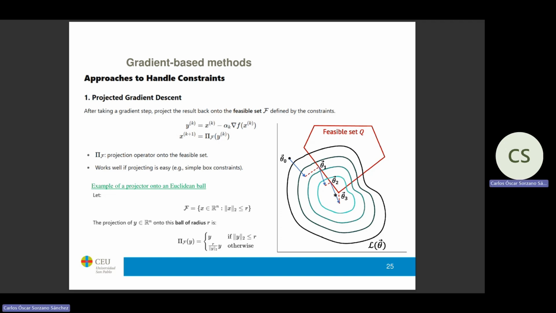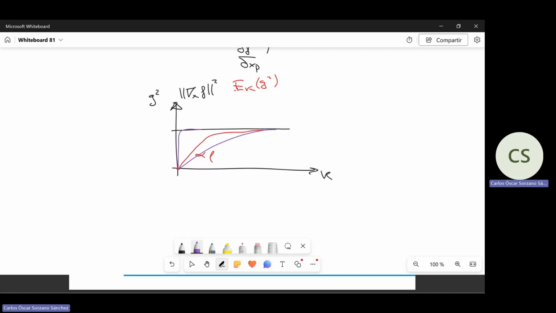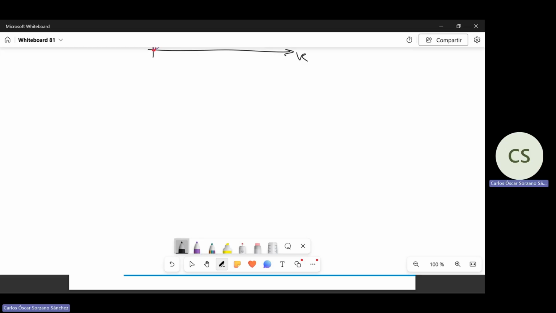We say here that it works well if projecting is easy. So for instance, let's say that your constraint is a Euclidean ball. So it is the norm of x is smaller than r. So that is this ball here. Let's do it in two dimensions, so we can draw easily. So this is our x plane, and this is our ball. And you are at a given point here. So this is your current, let's say, x0. How do we project this into this ball?